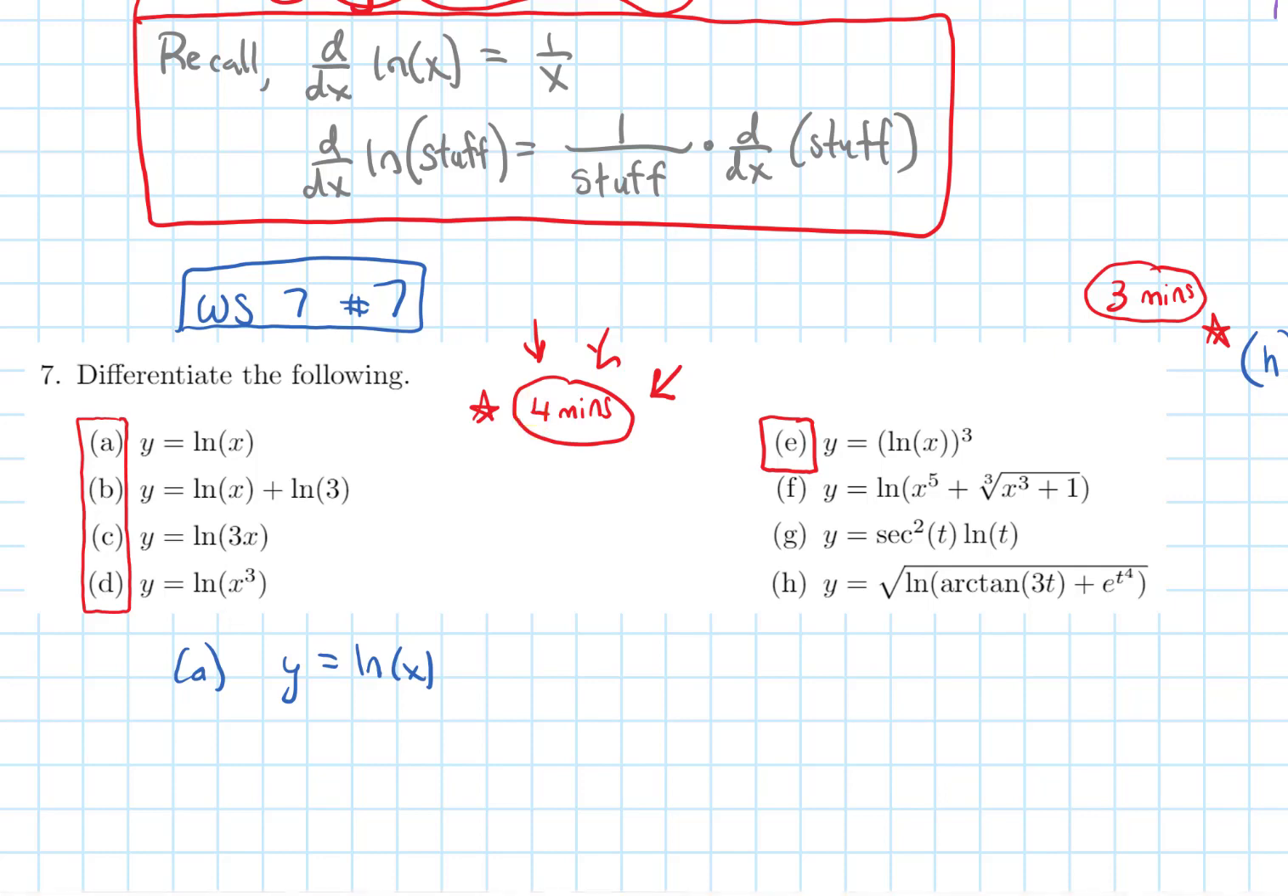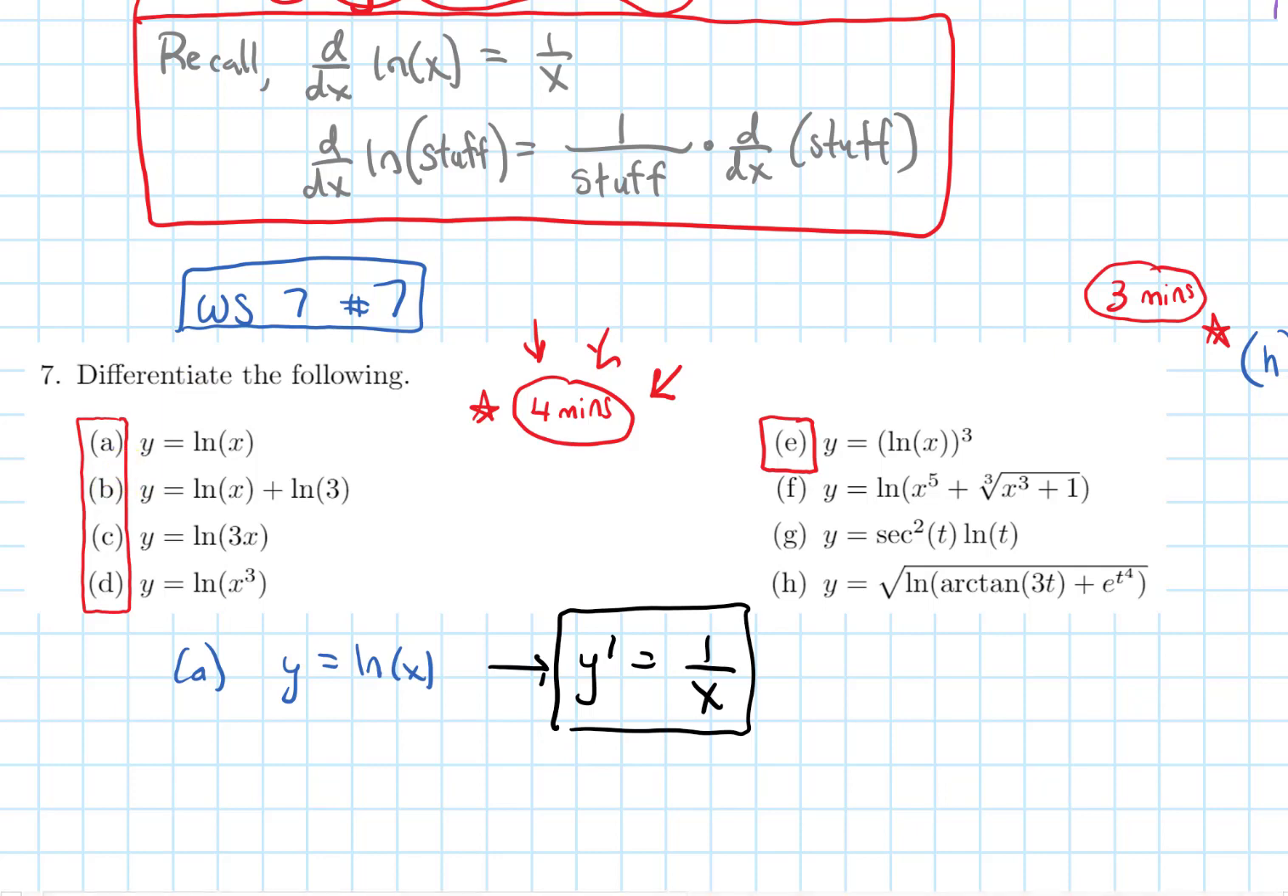All right, so hopefully you've paused it and tried these. Let's talk about them. For A, this one's not bad. y is equal to ln of x. We already know the derivative of ln of x. We wrote it up here. It's just 1 over x. So that's our answer to A.